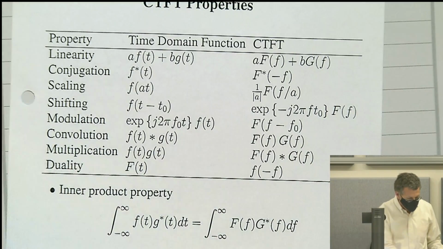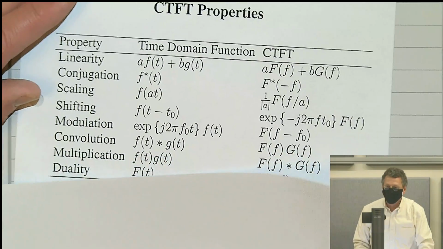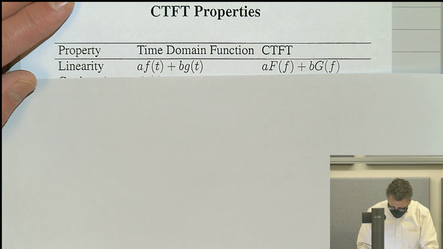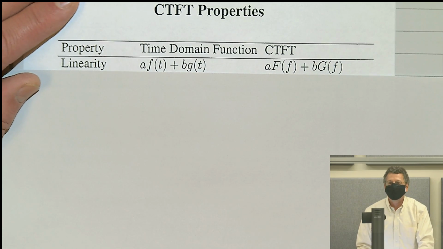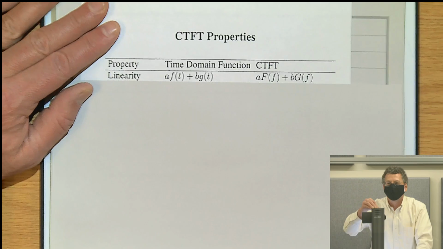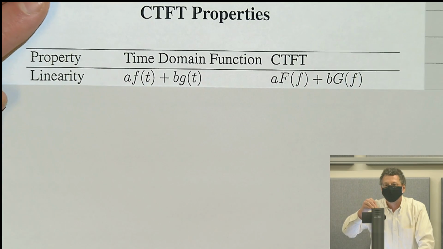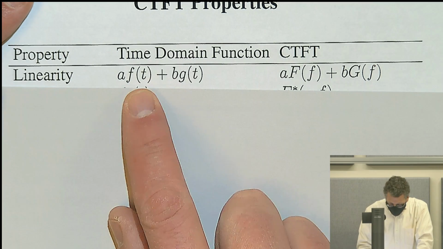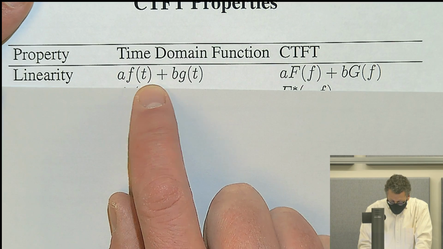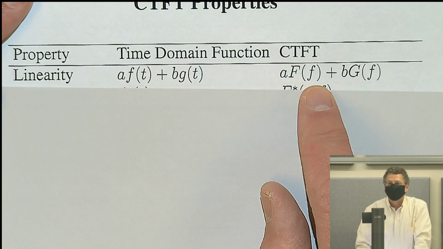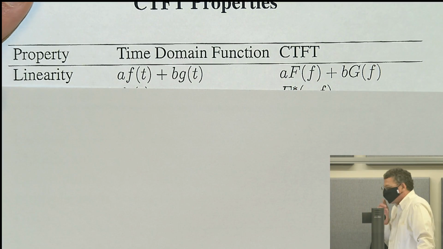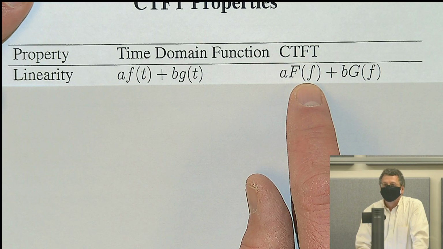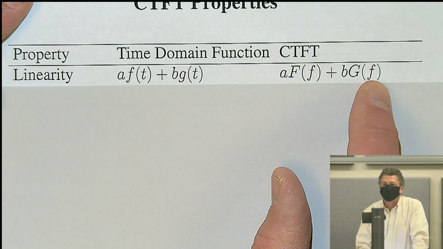Now there are very, very useful properties of the continuous time Fourier transform. One is that it's linear. It's an integral, so integrals are linear, so it inherits the linearity of the integral. What does it mean for something to be linear? It means that if you take the Fourier transform of a times f of t plus b times g of t, you get a times the Fourier transform of f plus b times the Fourier transform of g.